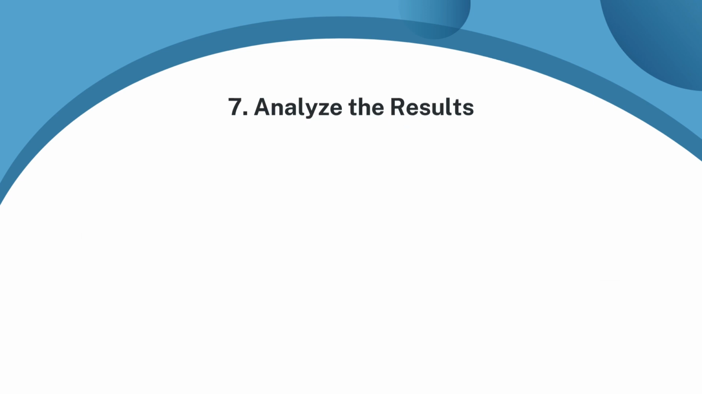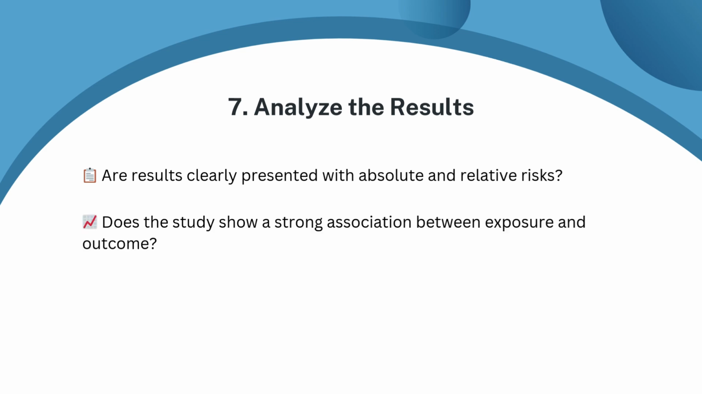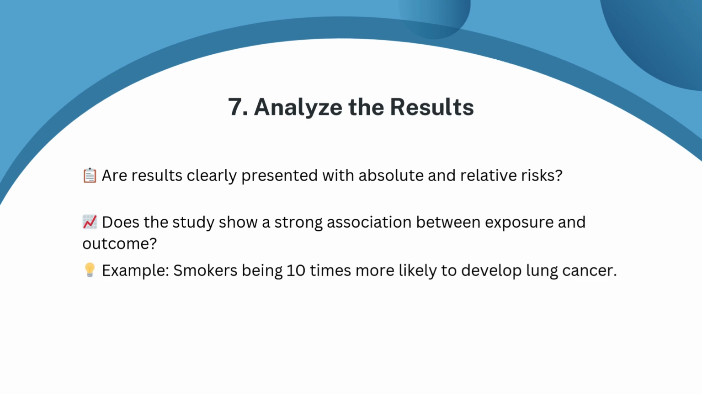7. Analyze the results. Clarity of results. Are the results presented clearly and concisely? Look for absolute and relative risks, as well as confidence intervals. Strength of association. Does the study demonstrate a strong association between exposure and outcome? For example, a study showing that smokers are 10 times more likely to develop lung cancer provides compelling evidence.